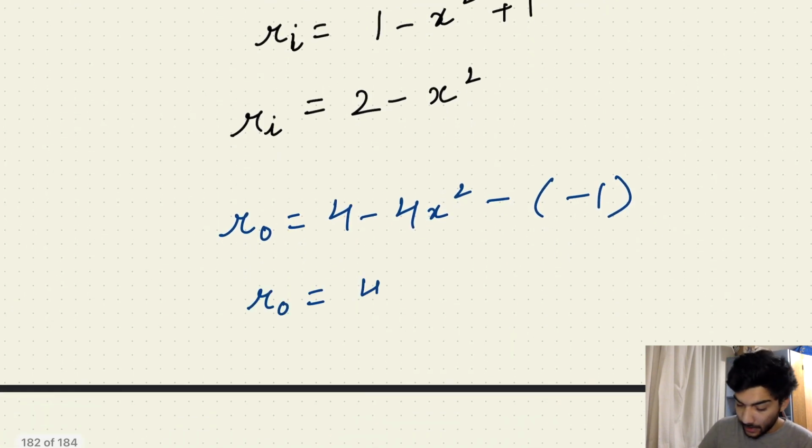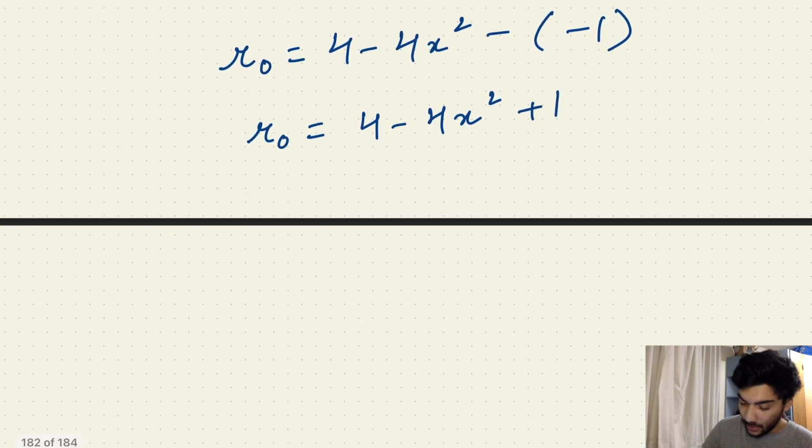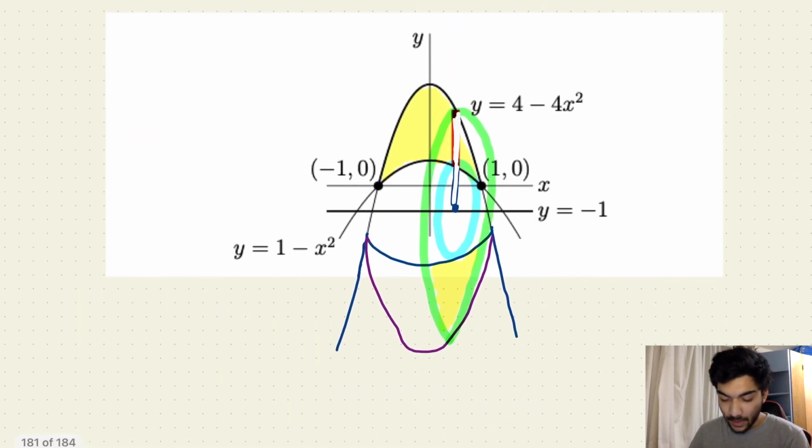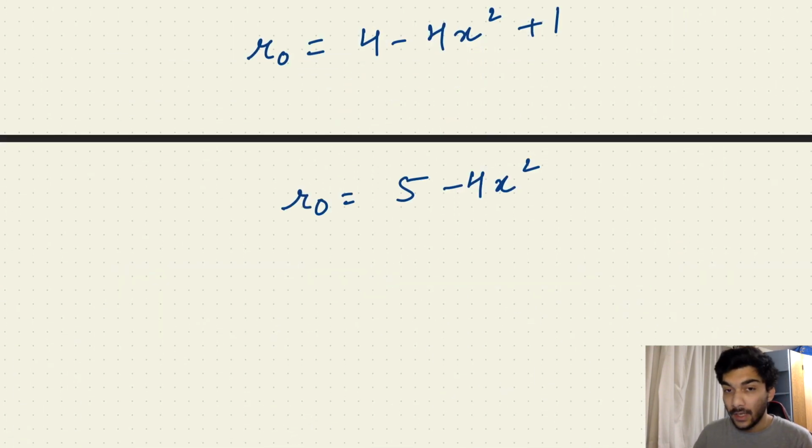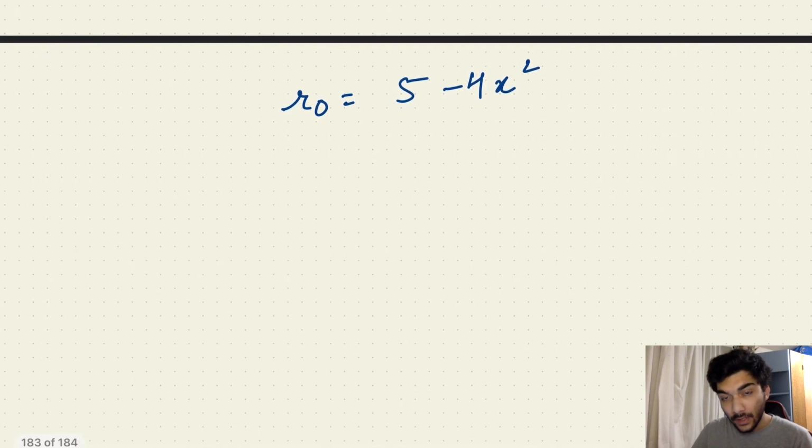So the outer radius is 4 minus 4x square plus 1, which would be 5 minus 4x square in this case, right? And now again, since the required area of our arbitrary aerial strip is basically subtracting the smaller circular area from the larger circular area, we'll calculate the areas of our inner and outer aerial strips.